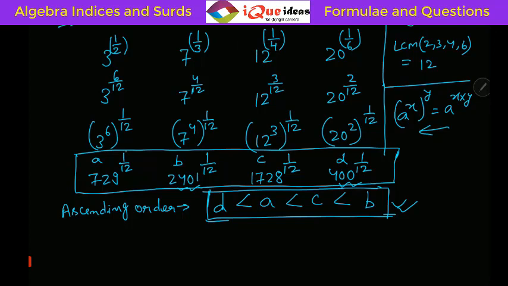Here we have equated the power, we have made all the powers equal to 1 by 12, and then we have compared the bases. On that basis, the answer is D smallest number, then A larger than D, then C larger than A, and B is the largest number. So this is the ascending order in this particular case. Let's take one more question.